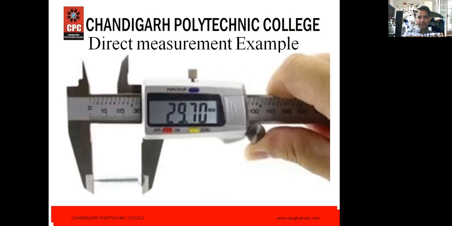Here a vernier caliper is measuring the length of the screwdriver. This is also the direct method because the length of the screw has been compared with the vernier caliper. That is the standard, that has the known scale reading from where we can compare the length of that particular screw.